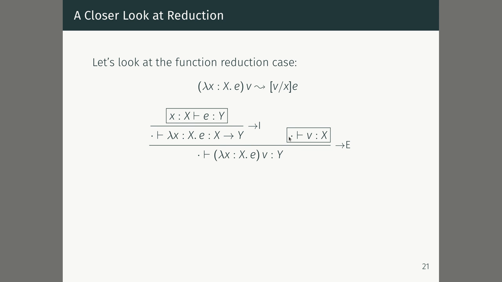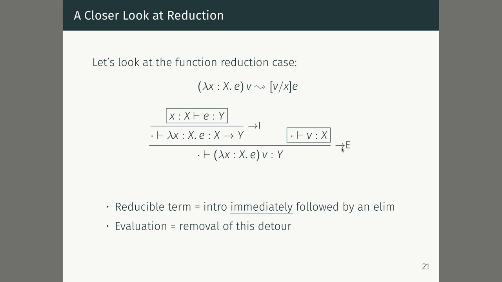And similarly, we also need to know that v is a well-typed value. And from the fact that the application is well-typed, we know that the argument has to be well-typed. So we know that v has the type X. But take a look at what just happened. We have an arrow introduction that's immediately followed by an arrow elimination. And if you assume you've got well-typed terms and you look at every single one of the reduction rules, you'll see they all have this property of an intro that's immediately followed by an elimination rule. And so what evaluation does is it removes a detour from your proof.